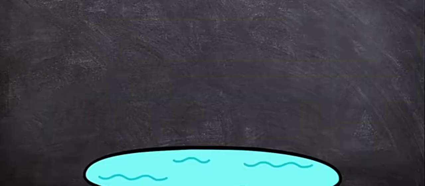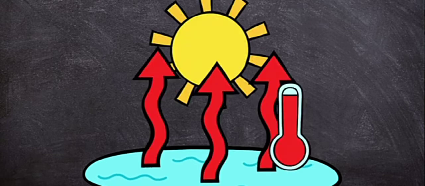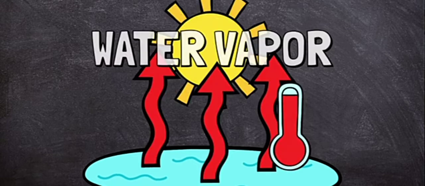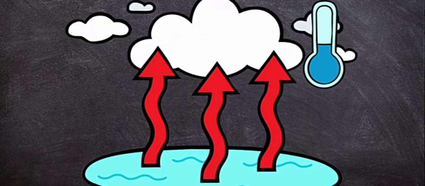If you recall, water evaporates when it is heated by the sun. The water vapor rises up into the atmosphere. Up in the sky, temperatures are much cooler than they are on the ground. These cooler temperatures cause the water vapor to condense or change back into small liquid drops of water.